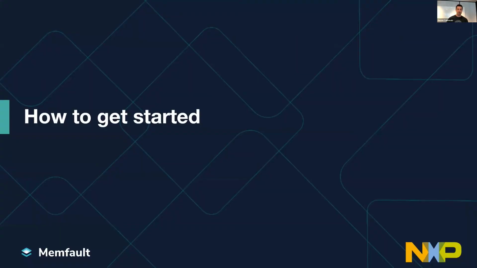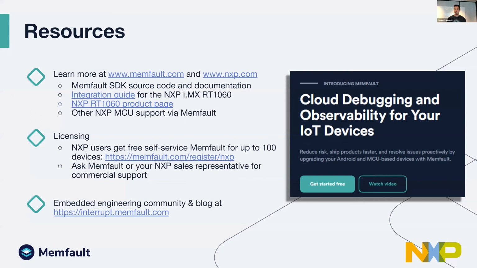So finally, how to get started. Kyle showed you a bunch of this, but I wanted to put this in here for you, both at Memfault and NXP. Obviously, there's a lot of information about all of us. Memfault's SDK is actually on GitHub and available for you. So you can go see how small it is and how easy it is to integrate. And our documentation is all open and available on our website as well. Just check across the top, there's a bunch of links. Our integration guide is linked directly here to get to that guide that Kyle was showing you. And a link to the product page if you'd like to buy an RT1060 development kit.